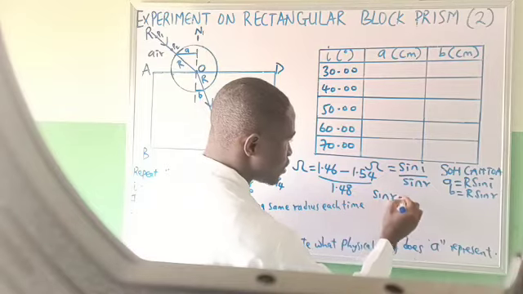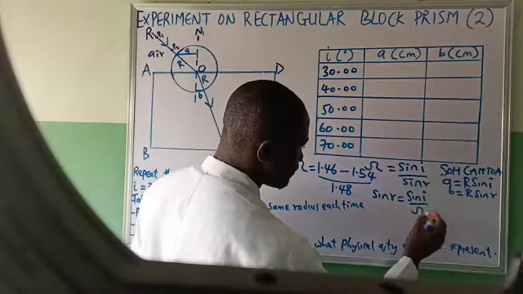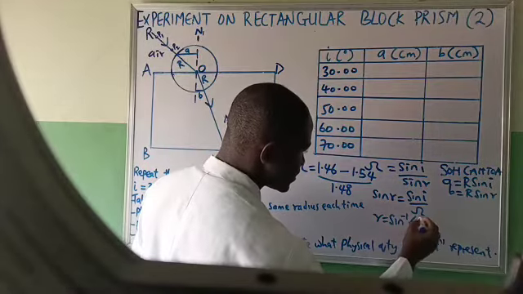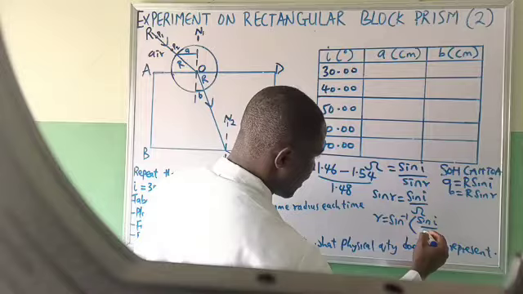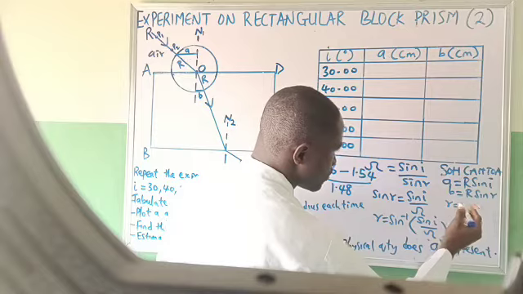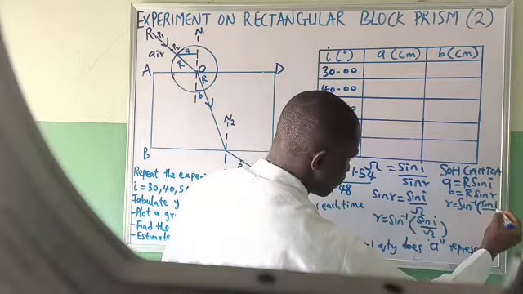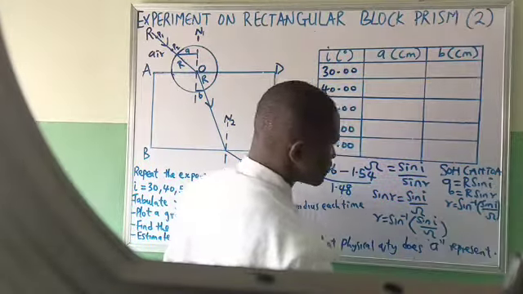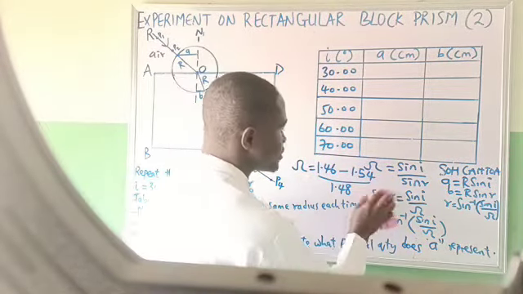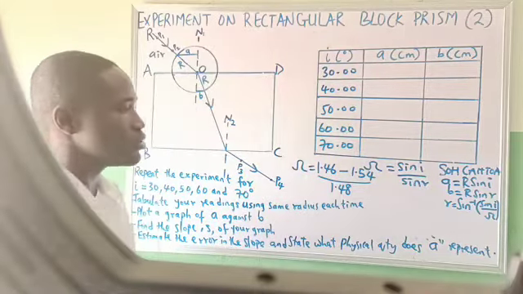So from here, we say that sine r is equal to sine i all over the refractive index. Therefore, r will be equal to sine inverse of sine i over the refractive index. So we have another formula: r equals sine inverse of (sine i over refractive index). These are the three formulas we need for this experiment to be performed without touching the apparatus. Let's see how to do it.